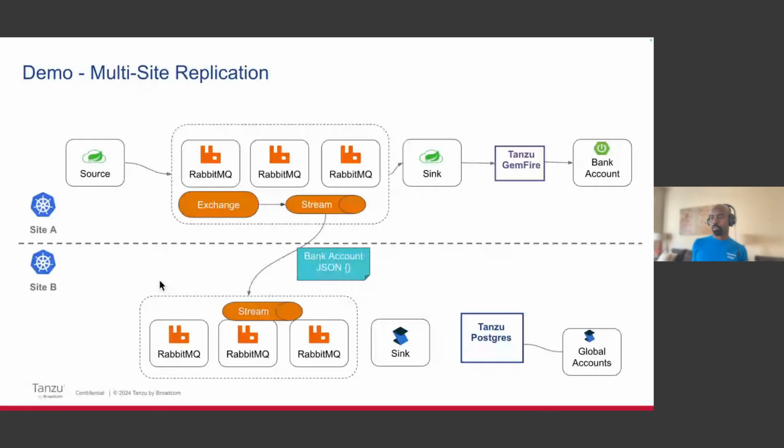Okay, great. So what just happened here is, again, the Shovel sent that data from site A to site B. It stored that data into the sink to be stored into the Tanzu Postgres database that we were able to visualize. Great, let's move forward.